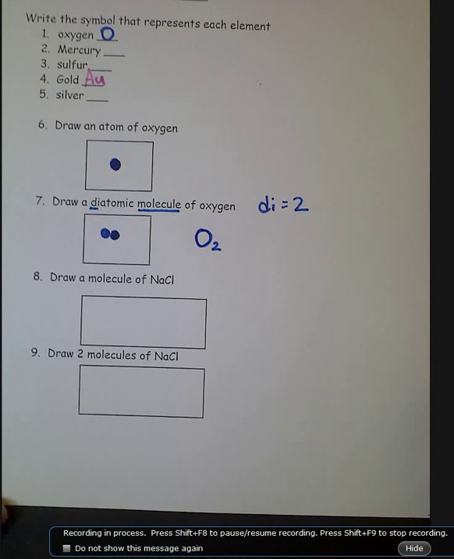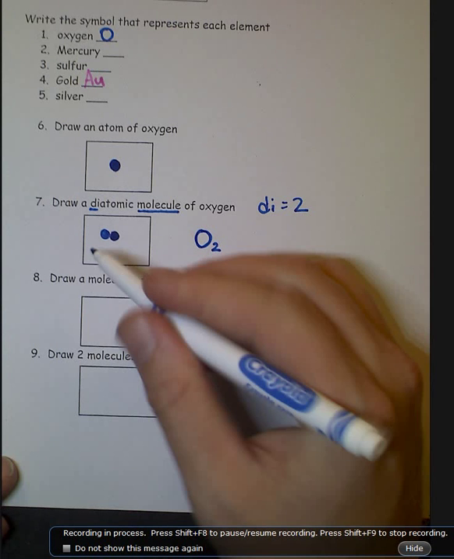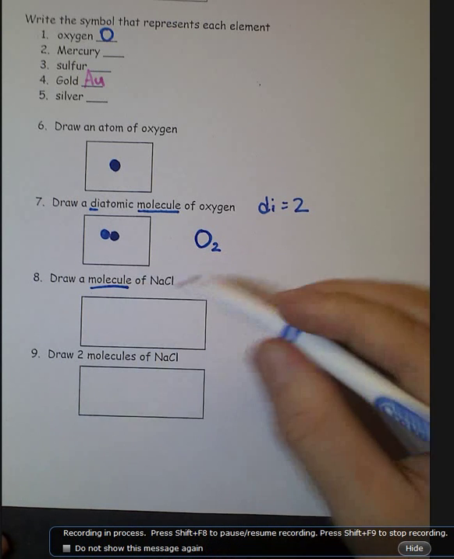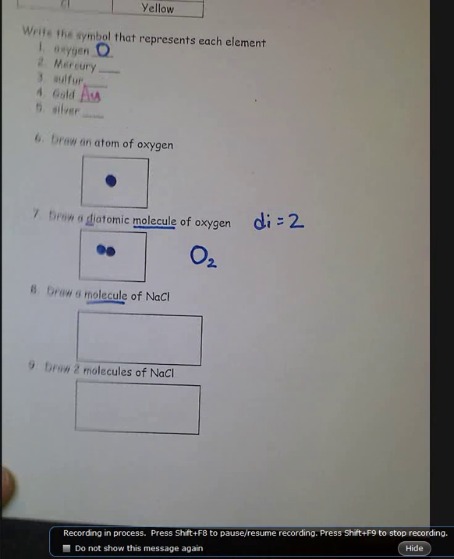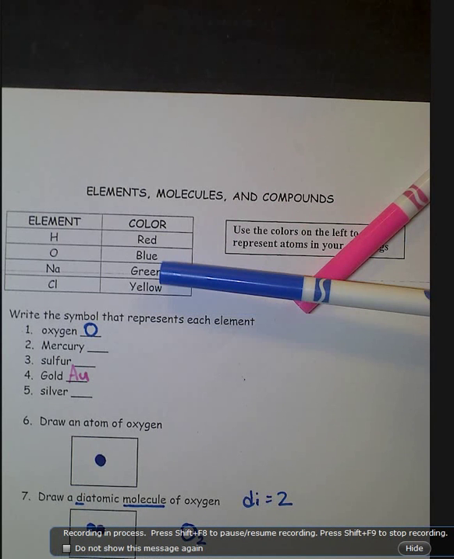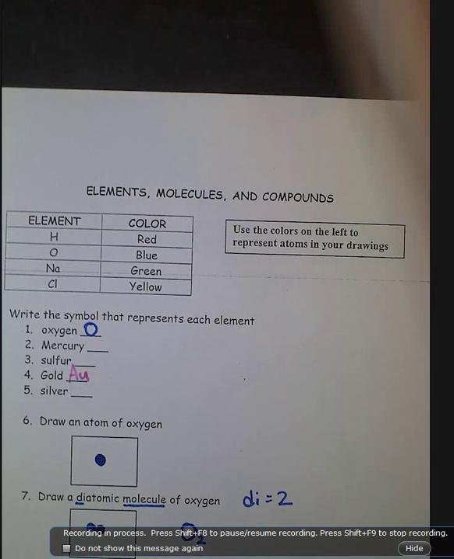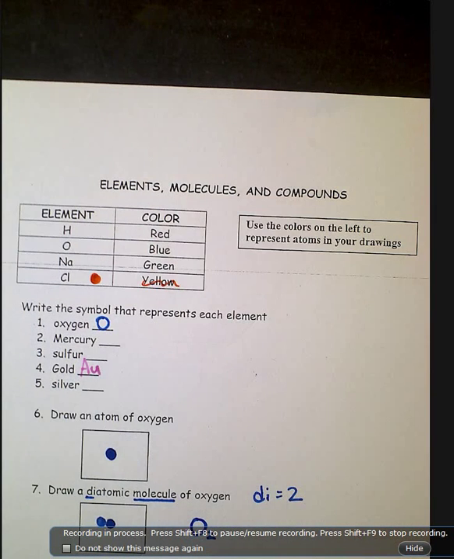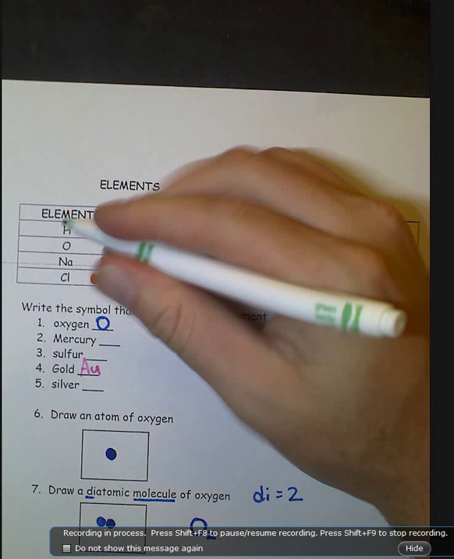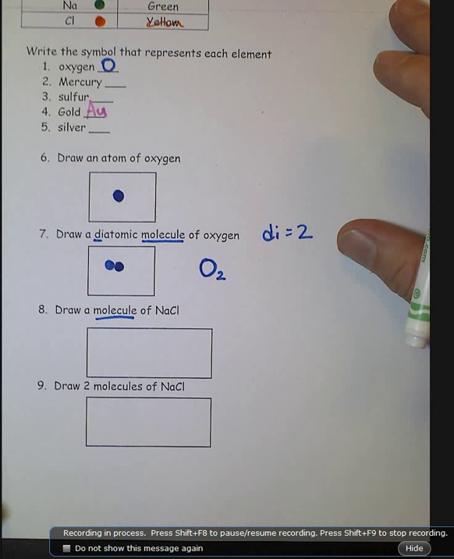8. Draw a molecule of sodium chloride, okay. Because we're drawing a molecule, they are connected together. Okay, same thing, use your correct colors. So whatever you put up top, sodium they want in green, chlorine they want in yellow. If you want to use something else, just show me what you're working with. I'm going to cross this out, my chlorine I'm going to make orange, sodium I'm going to stick with as green. Okay, so draw a molecule of sodium chloride.